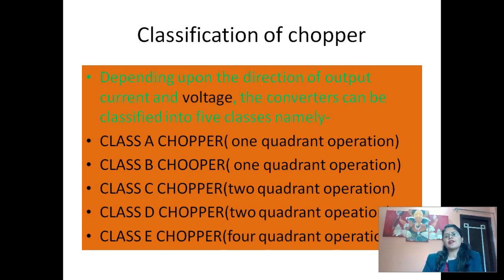Here is the classification of chopper depending upon the direction of output current and voltage. The choppers can be classified into five classes, namely the first one is class A chopper. This chopper is also known as the one quadrant operation. And class B chopper, this is also one quadrant operation. Class C chopper, that is a two quadrant operation. Class D chopper, that is a two quadrant operation. And class E chopper, that is the four quadrant operation.